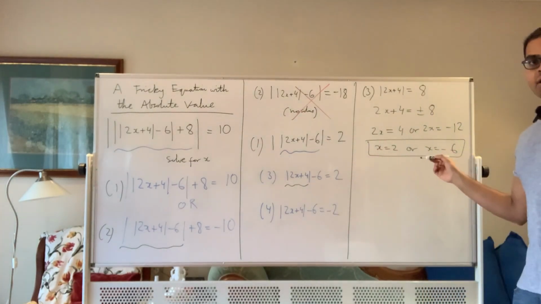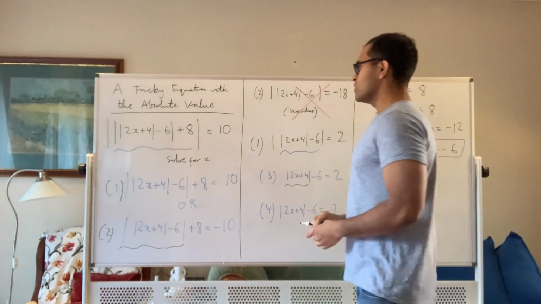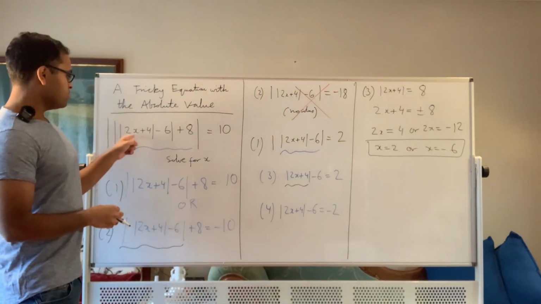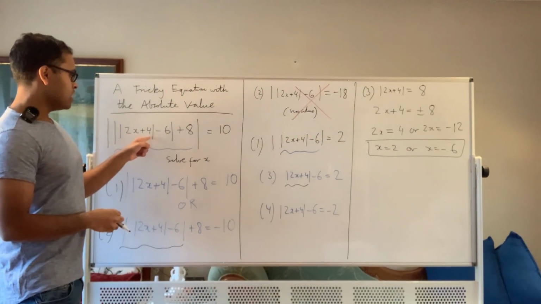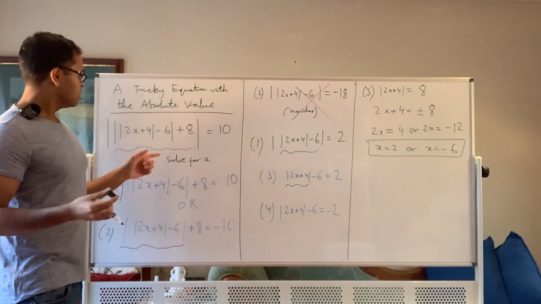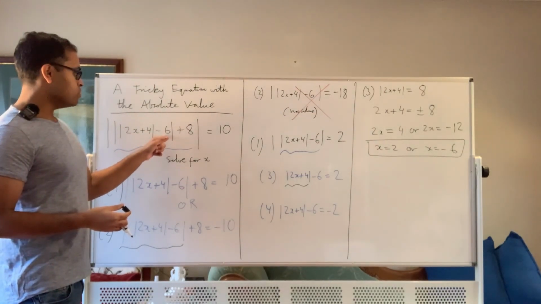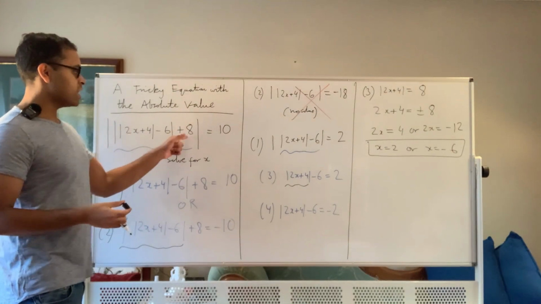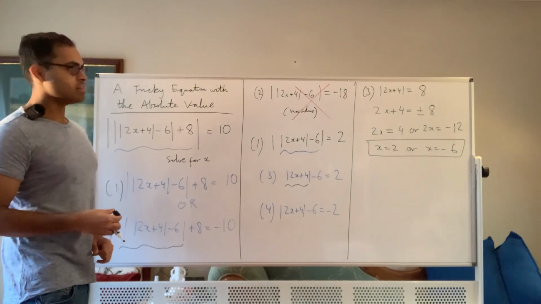So those are both going to be solutions to the original equation. It's worth checking it out, so let's just check it. If we plug in x equals 2, I'm just going to say it verbally. 2 times 2 is 4, plus 4 is 8. Absolute value of 8 is just 8. 8 minus 6 is 2. Absolute value of 2 is just 2. 2 plus 8 is 10. Absolute value of 10 is just 10. So we get the right answer.